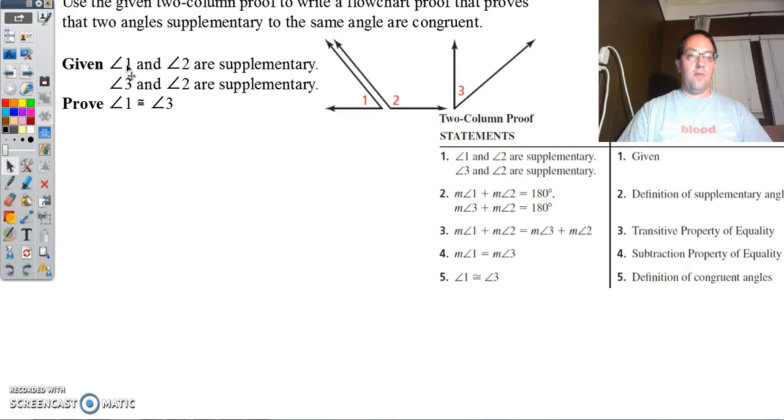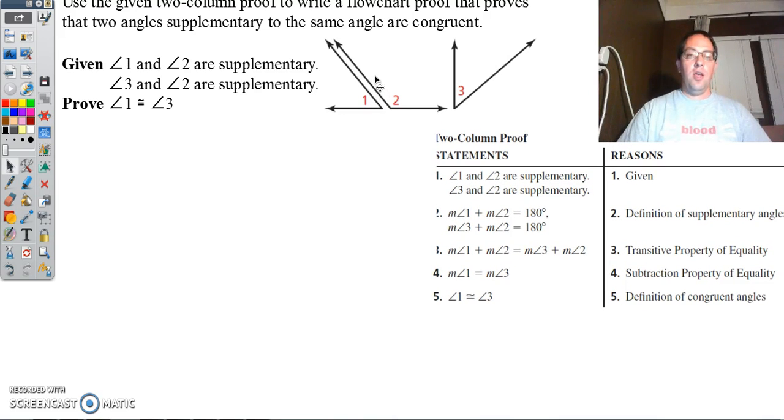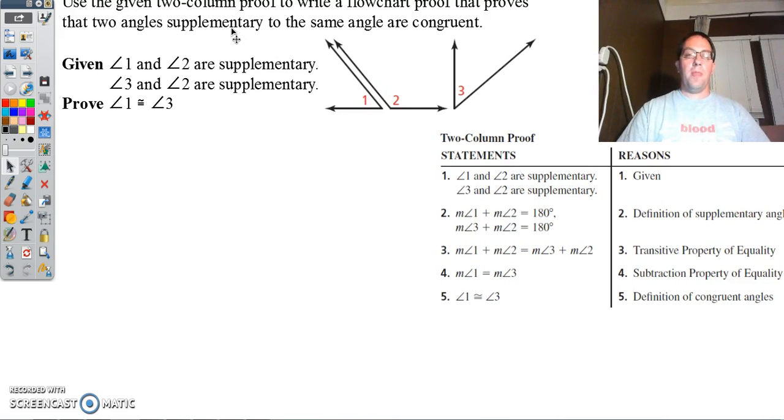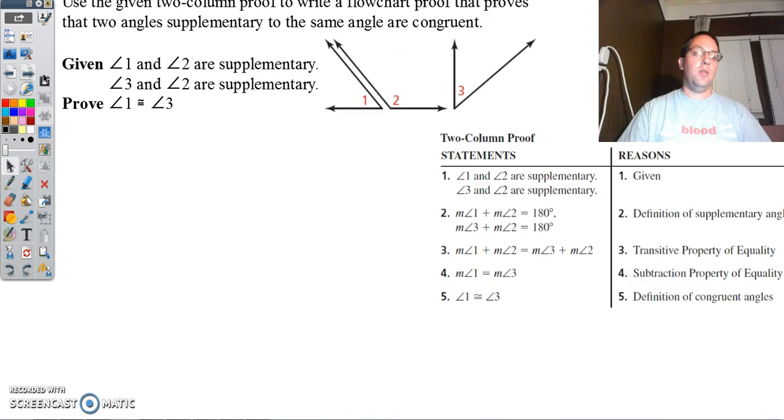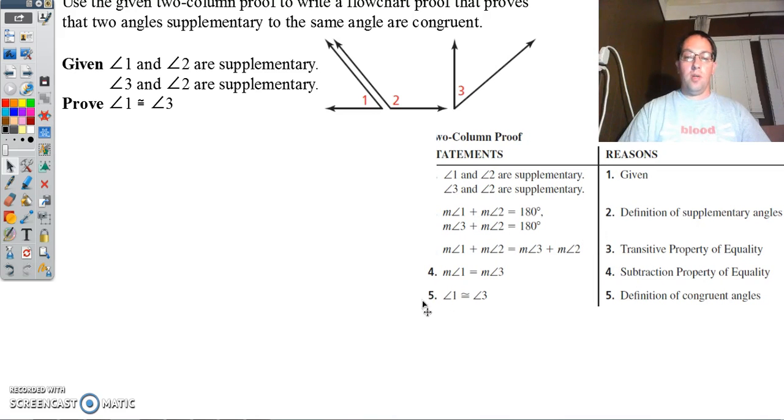All right. So let's see what we have here. We are going to use this 2-column proof to prove that the congruent supplements theorem is true. Prove that it works. So we know that angle 1 and angle 2 are supplementary. We know that angle 2 and angle 3 are supplementary. So here it is as a 2-column proof. That's given to us. By definition, that means that angle 1 and angle 2 equal 180. Angle 3 and angle 2 equal 180.